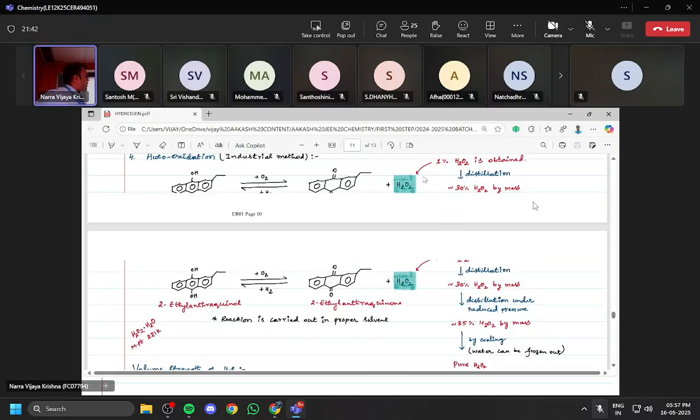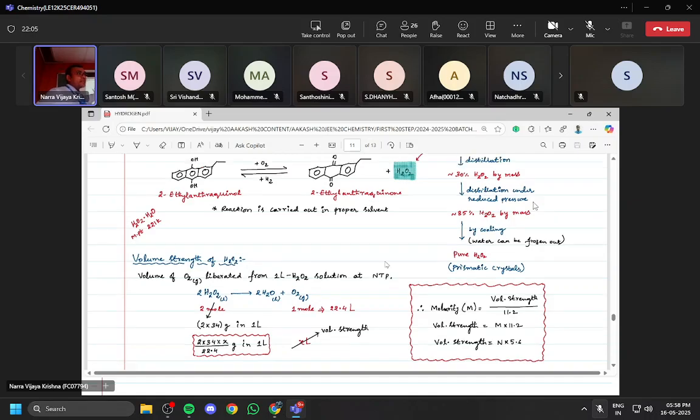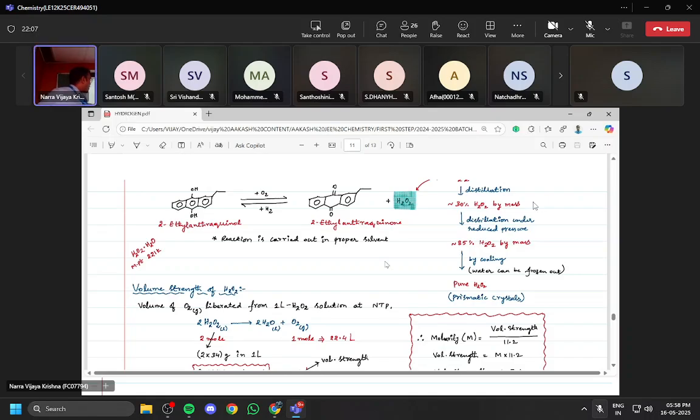So in that way, we will remove H2O2. The hydrogen peroxide obtained during this process is approximately 1%. On distillation, its concentration rises up to 30%. Further distillation under reduced pressure raises it up to 85%. By the crystallization process, you will get pure H2O2 in the form of prismatic crystals. This is how we will prepare hydrogen peroxide. Clear? So on a benzene ring, if you have two OH groups, then it is called quinol. If they are at ortho position, catechol.